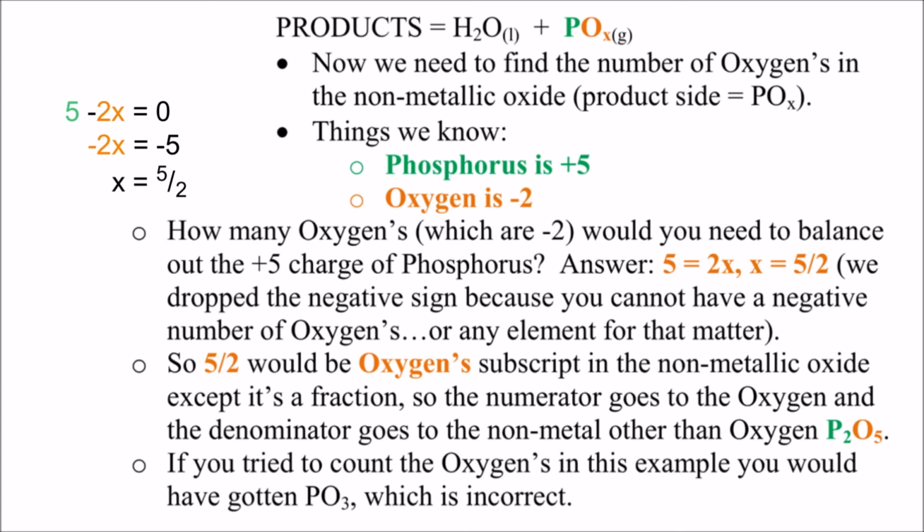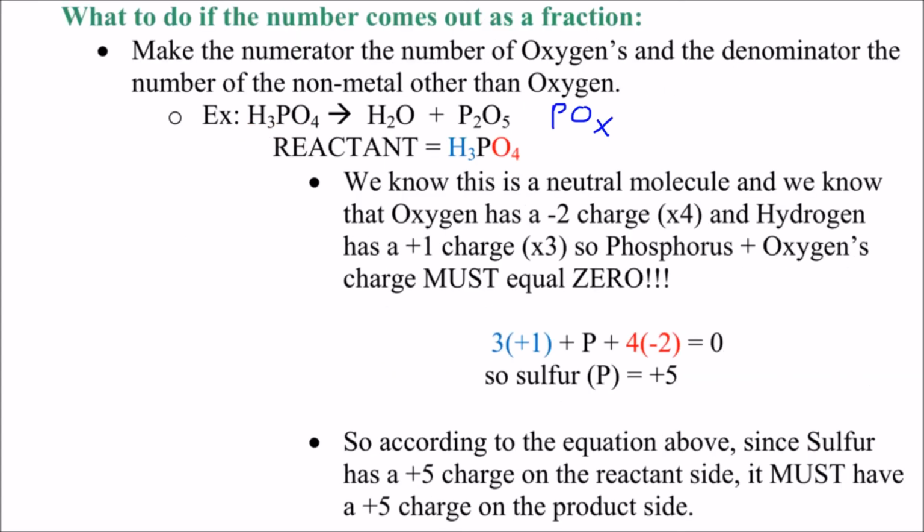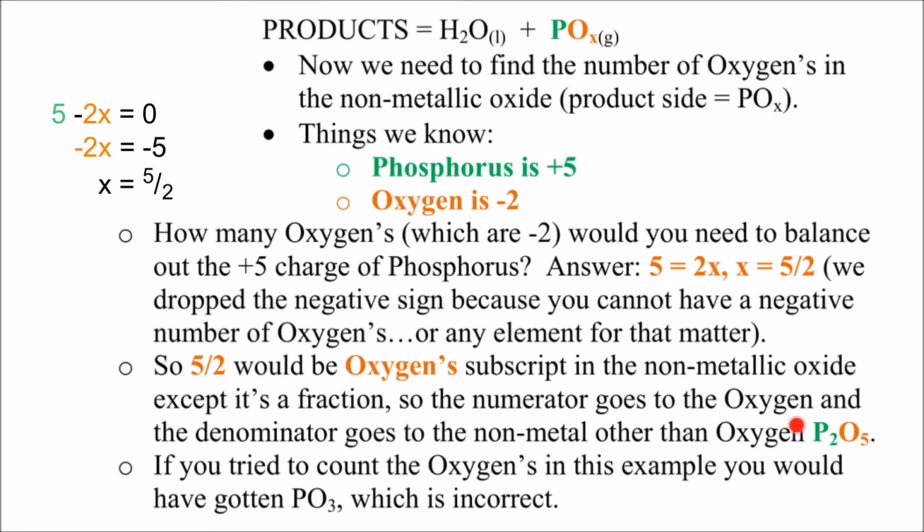Notice if you tried to count your oxygens with this molecule, the original acid, which is right here, you would say, okay, there's 4 oxygens on this side. That means there has to be 4 over here. One of them goes to the water, so that means we should have PO3. Well, you would be wrong because we just figured out that it's actually P2O5.